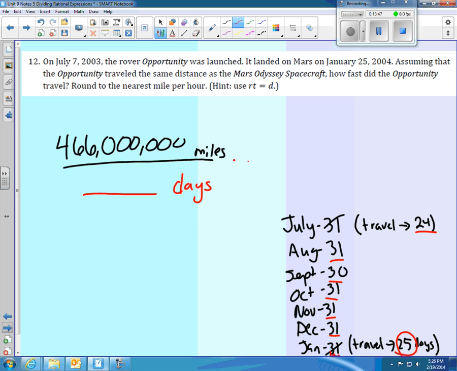And then you're going to follow the same idea. 1 day is 24 hours. Find what this value is here, and then go ahead and do this just like problem 11.